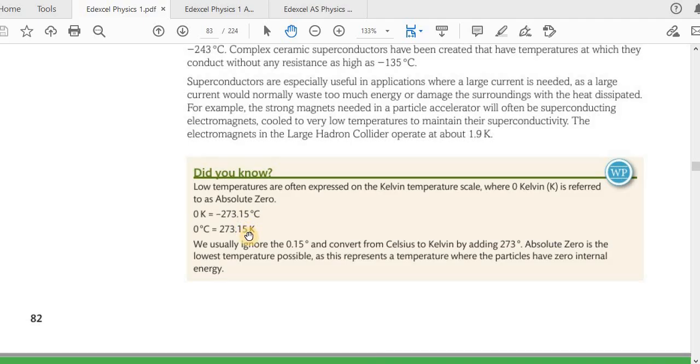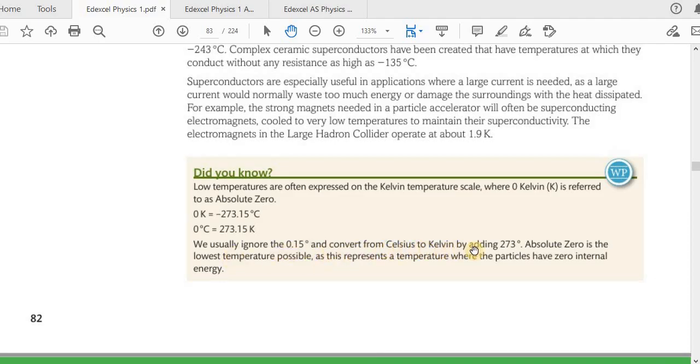Now if you want to convert from Celsius to Kelvin, you add 273. So 0 degrees Celsius in kelvins, you add 273 to this number, it will give you 273 kelvins, 273.15 to be more accurate, to 2 decimal places. We usually ignore the 0.15 degrees. This we usually don't write, okay? But when we say Kelvin, we don't say degrees Kelvin. When we say Celsius, we say degrees Celsius or degrees centigrade.